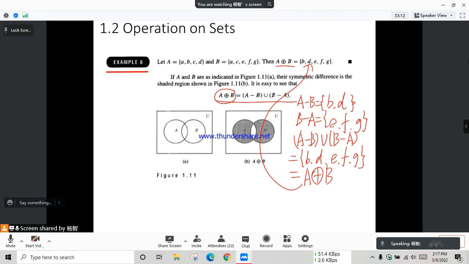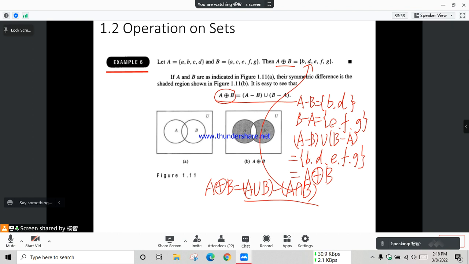Okay, and I can also give you the third type of expression of the symmetric difference of A and B. The third type is like this: A union B minus the intersection of A and B. This is the third type to describe the symmetric difference of A and B.